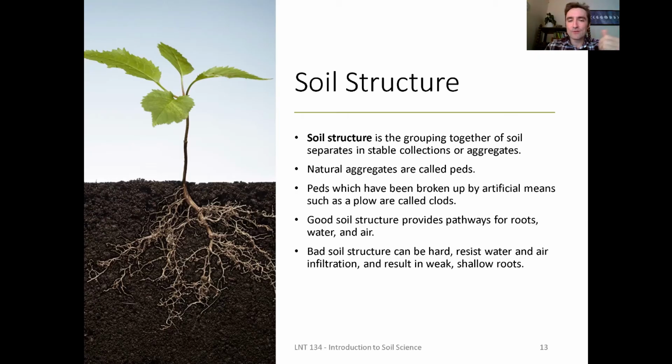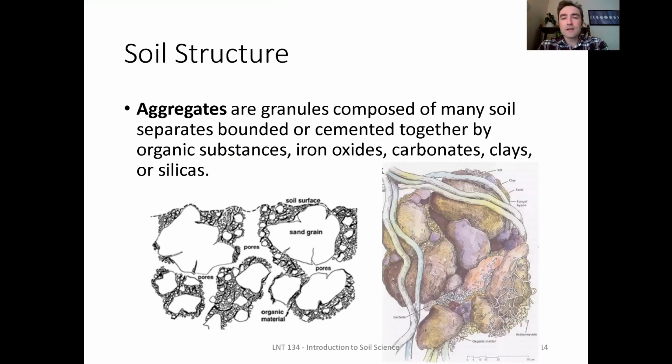Technically, so if we want to stick with terminology, the PEDs are naturally derived. If humans create them, they're called clods. So a dirt clod is an aggregate. It's a group of soil that was human-made. A natural one is called a PED. So we have PEDs and clods. They're both aggregates. Now here is a drawing as well as a diagram of an aggregate up close.